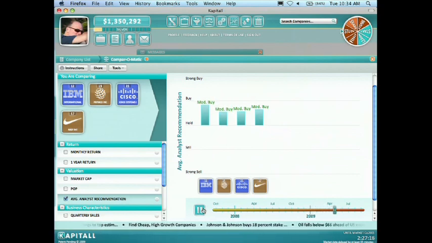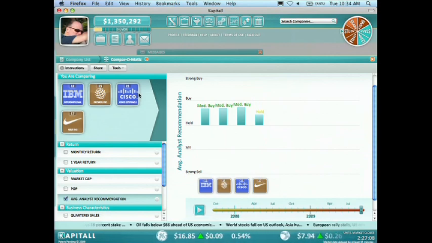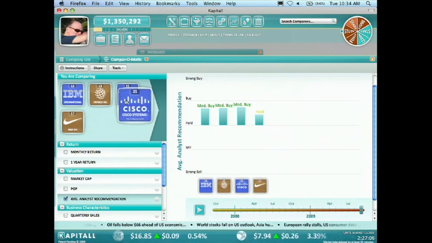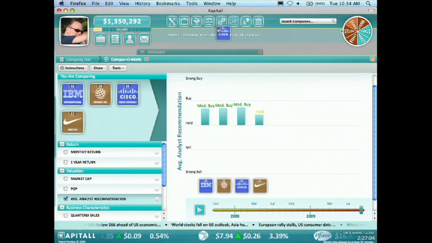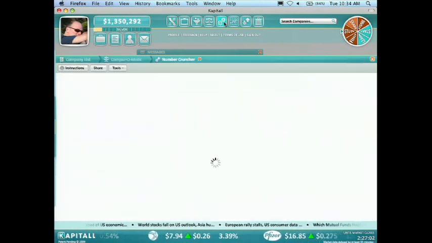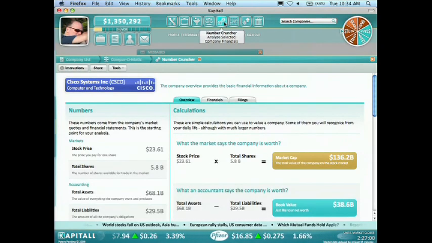Like I said, this is a secret that most investors don't know, so please don't tell my ex-colleagues at Morgan Stanley that I showed you this. It looks like right at the end, the one that moved the most was Cisco. So I'm going to go ahead and move Cisco into a tool here, our accounting tool we call the number cruncher.